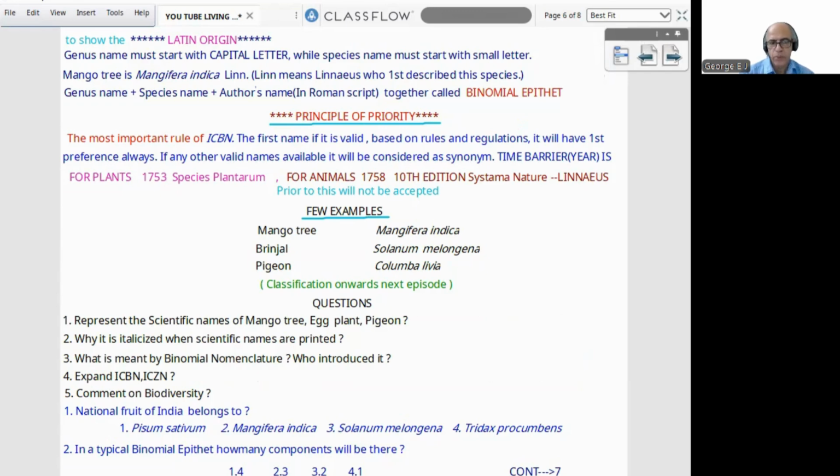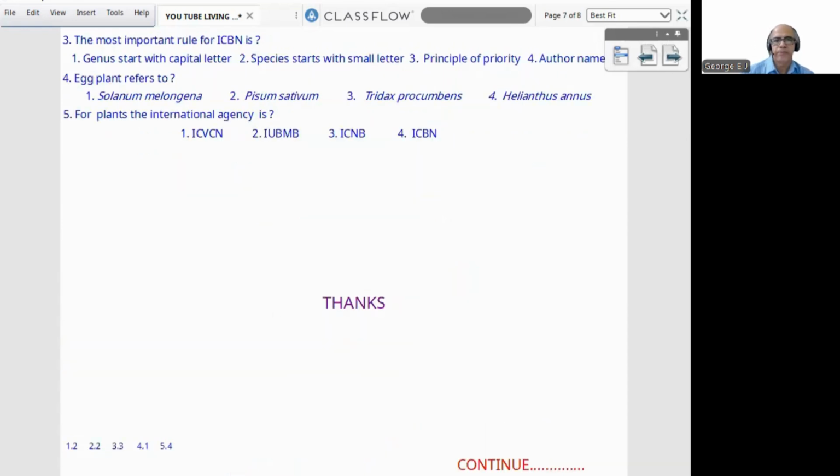Time barrier: for plants, 1753 in his book Species Plantarum. For animals, 1758, 10th edition Systema Naturae. The name given there is the ultimate, and that will be given first preference, that is the principle of priority. Then some examples. Then after that, 5 theory questions and 5 NEET model questions with the key.